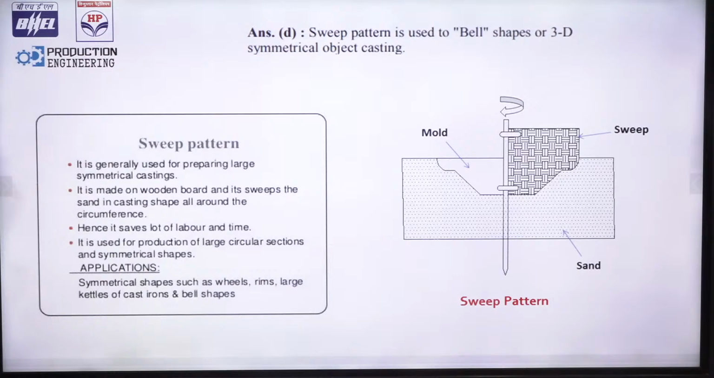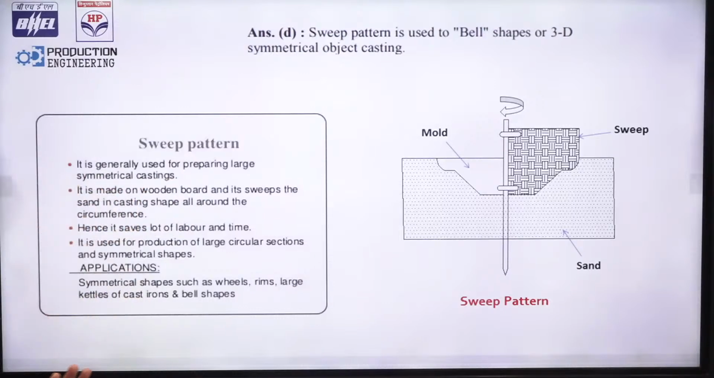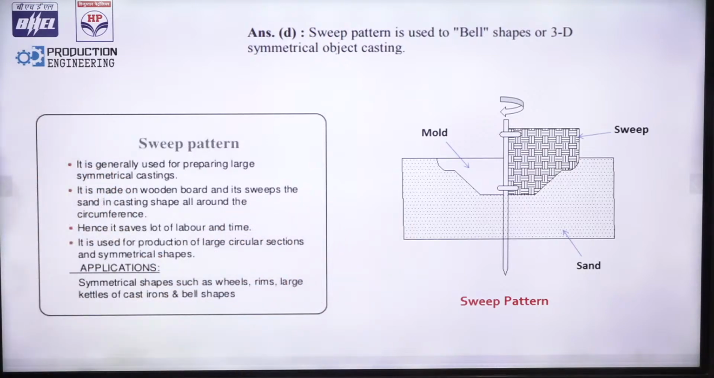So large symmetrical casting. Why is sweep pattern used? It is for large size, and that is for symmetrical casting. It is made up of wood, basically board, and it sweeps around the circumference. A lot of time and labor is saved. Large circular sections of symmetrical shape can be made, and you use it to make wheel, rim, bell shapes. Those kinds of things can be made. So patterns are also important, and you should also know about the patterns. Sweep patterns are made up of wooden boards.